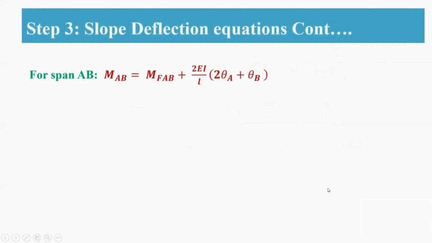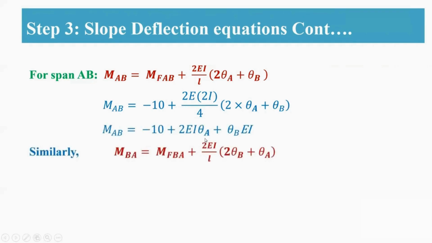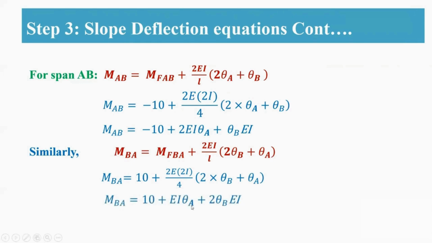Next, we are going to substitute the values here. So MAB will be equal to, MFAB you got as minus 10 kilonewton meter, and I is 2I for the AB span and the span is 4 meters and 2 theta A plus theta B. And by simplifying the above one, you're going to get this equation. And similarly, when we do it for MBA, that is fixed end moment plus rotation moment. By substituting, MFBA will be equal to plus 10 kilonewton meter. Similarly, I is 2I and L is 4 meters. Therefore, by simplifying the above, you're going to get this equation for MBA.